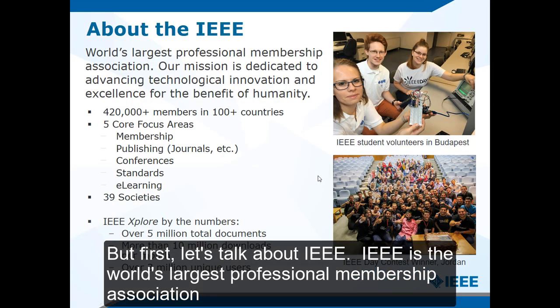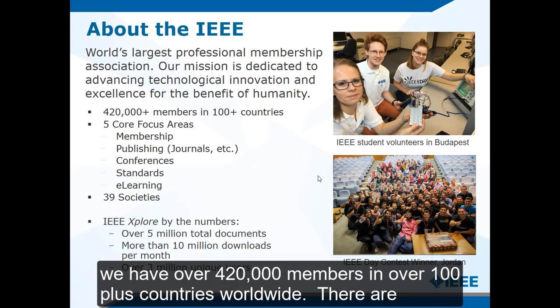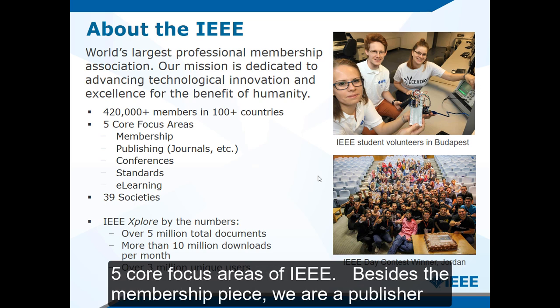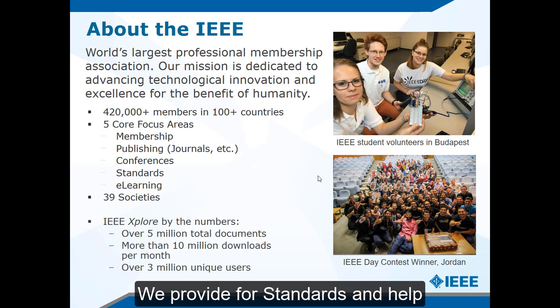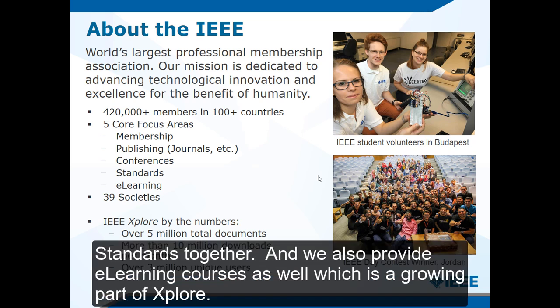So IEEE is the world's largest professional membership association. We have over 420,000 members in over 100 countries worldwide. There are 5 core focus areas of IEEE. Besides the membership piece, we are a publisher. We also host conferences around the world. We provide for standards and help organizations and individuals put standards together. And we also provide e-learning courses as well, which is a growing part of Xplore.